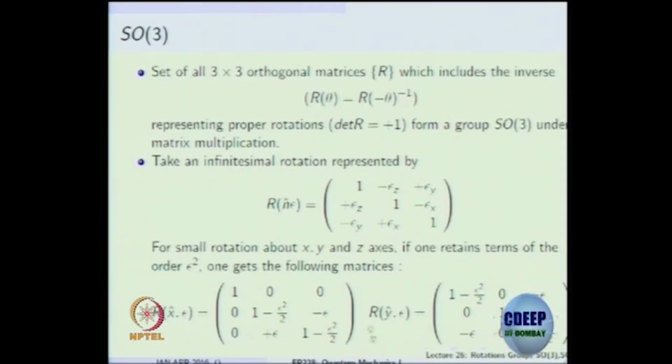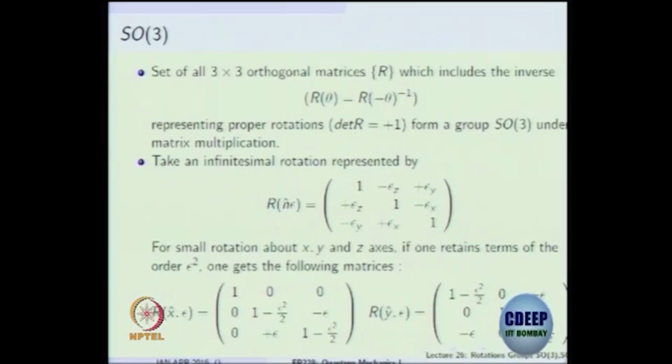Similarly, for the y-axis rotation matrix, you will have terms in the first and the third column and the first and the third row altered, and you have this up to order epsilon. Will these two commute? They do not commute.